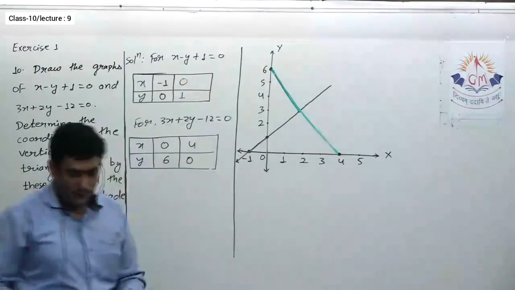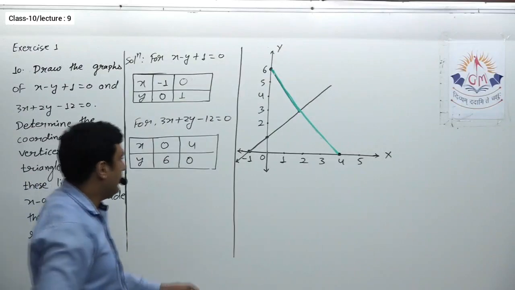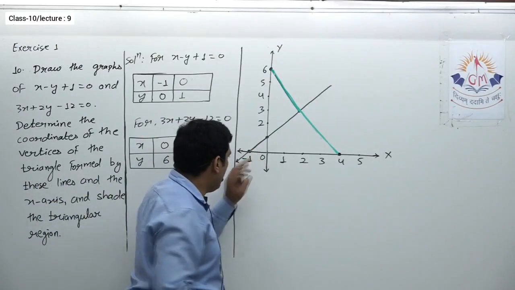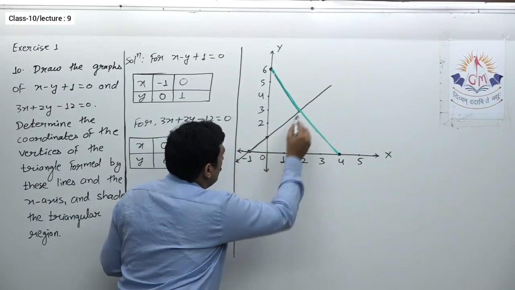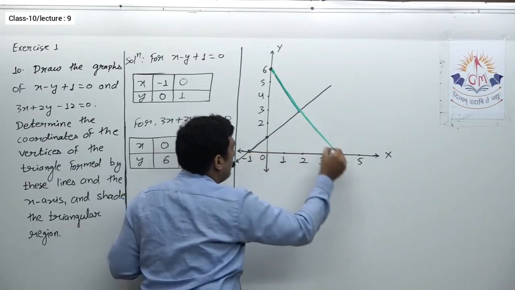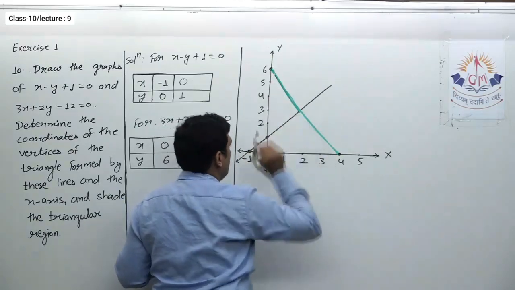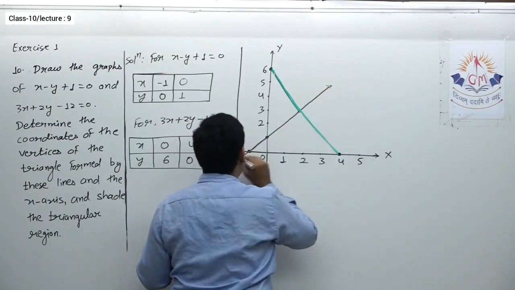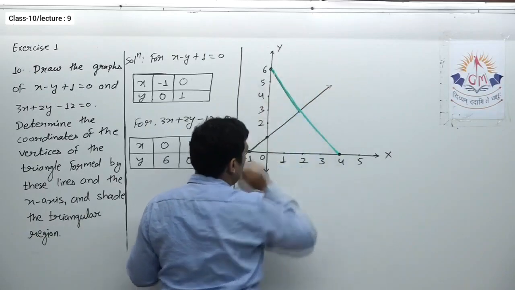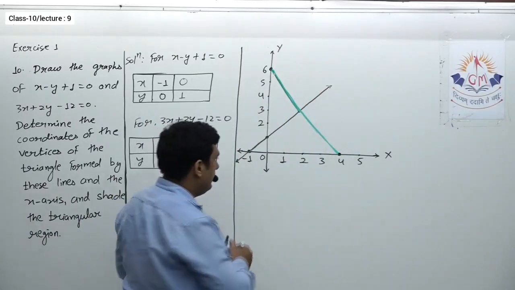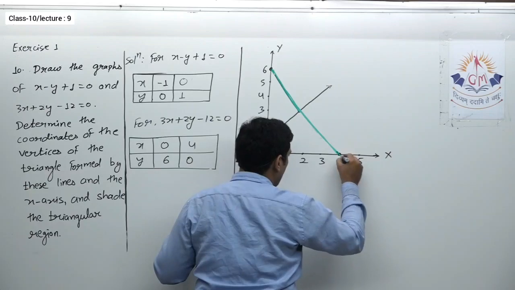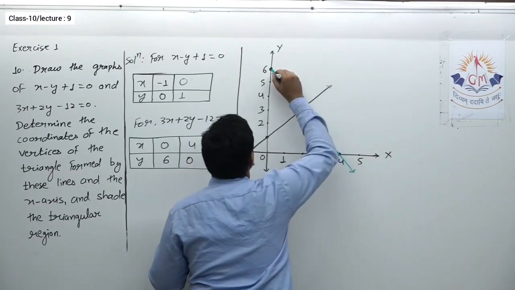Now here if you observe, you can find that this is one triangle, a smaller one, this is another triangle, and this is the third triangle. There are three triangles we are getting over here. If I extend this in both directions, because this is a line, we should do it like this.